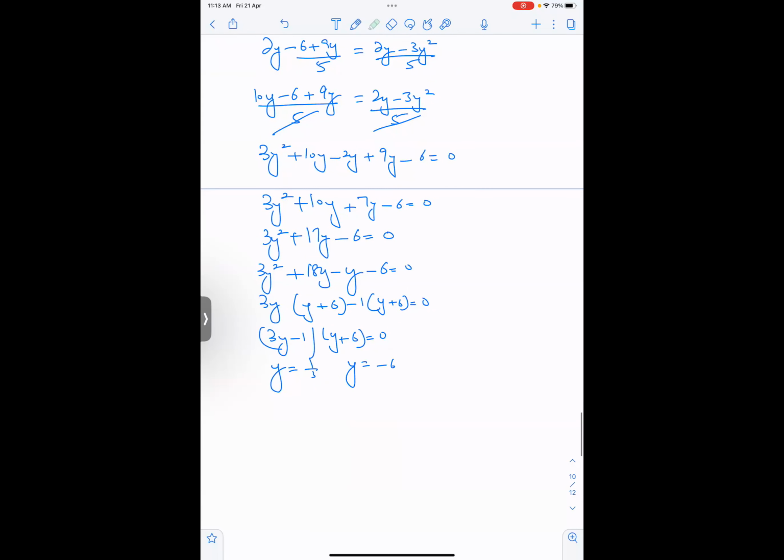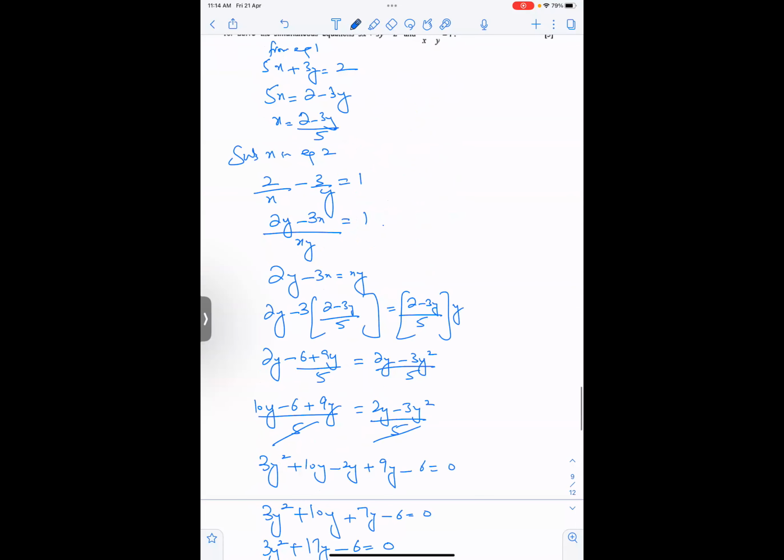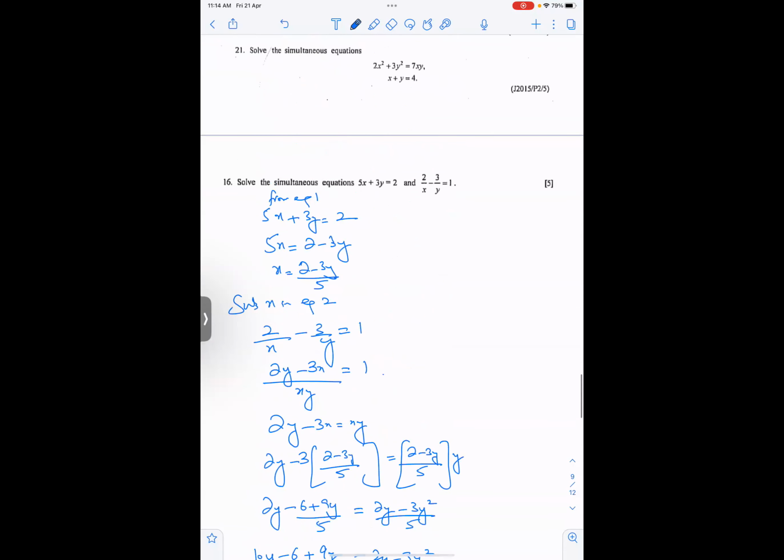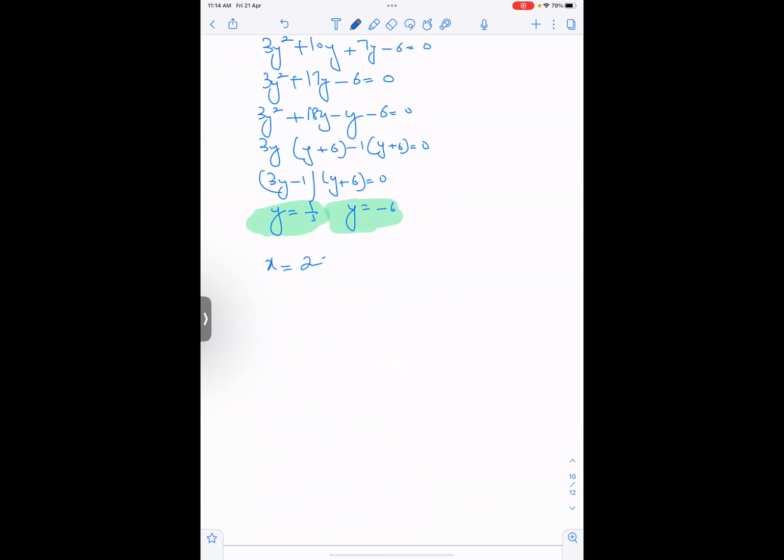I've got the two answers for y, and I have to find the values of x which are valid for these values of y. x was 2 minus 3y upon 5. I'm going to substitute y as 1 upon 3 first: 2 minus 3 into 1 upon 3, divided by 5. The other value of y is negative 6: 2 minus 3 into negative 6 upon 5. The answer here is 2 minus 1, which is 1 upon 5. And here the answer is 2 plus 18 divided by 5, which is 20 upon 5, which is 4.